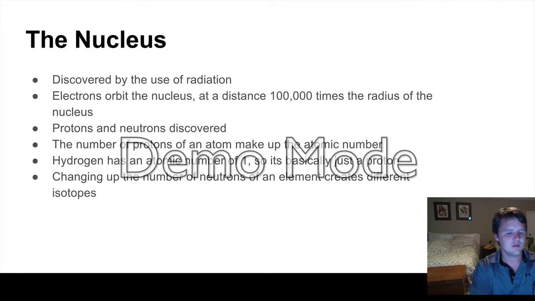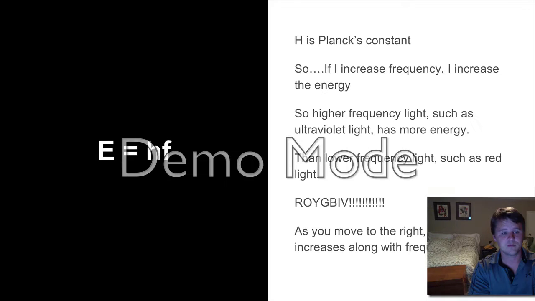Changing up the number of neutrons of an element creates different isotopes. So, just to go over that, adding neutrons to an atom creates different isotopes. Changing up protons will change the atomic number of it and the element. So, E equals h times f. h is Planck's constant. This is a formula, obviously.